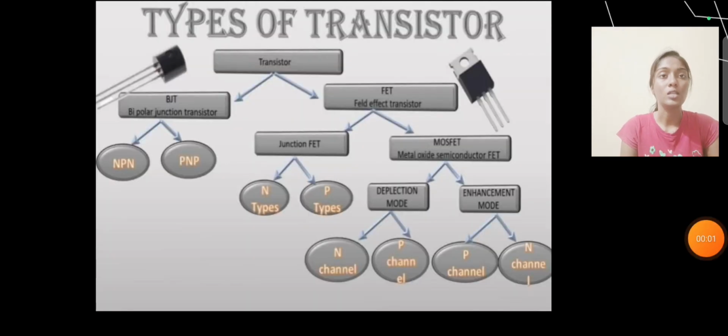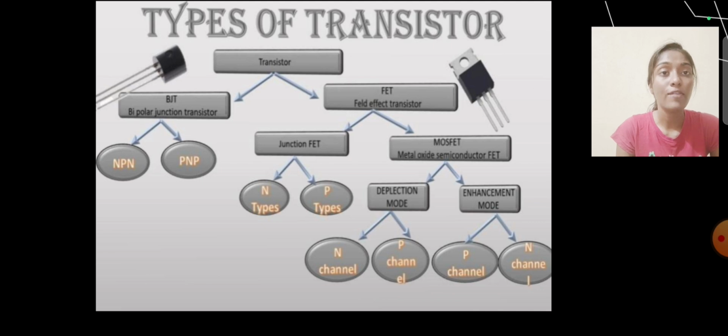Types of transistor. Transistor contains BJT and FET. BJT is known for bipolar junction transistor and FET is known for field effect transistor. Under BJT we have NPN and PNP transistors. Under FET we have junction FET and MOSFET. MOSFET is known for metal oxide semiconductor FET.